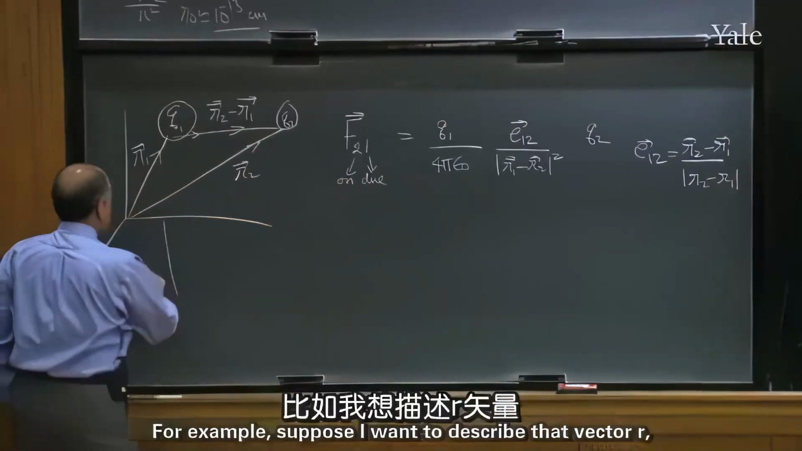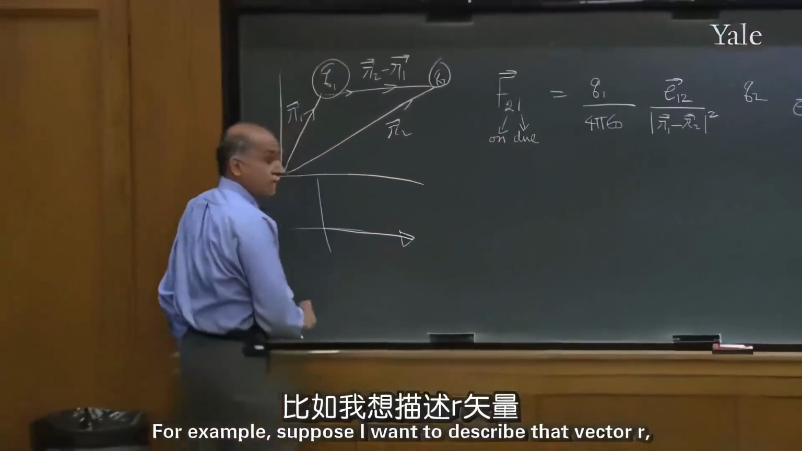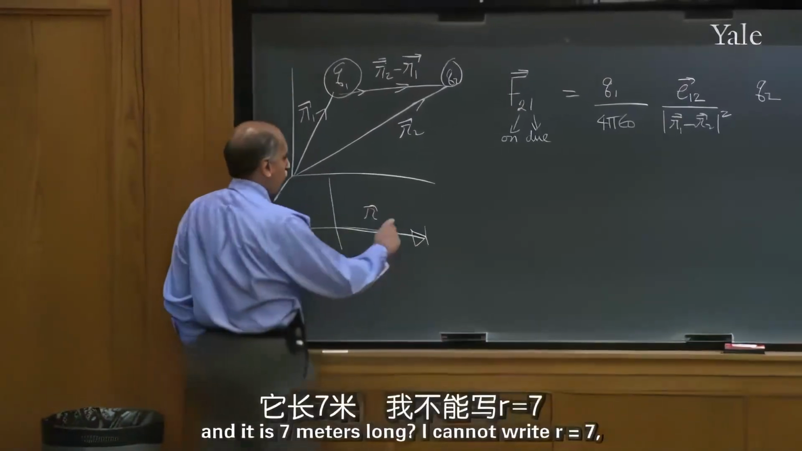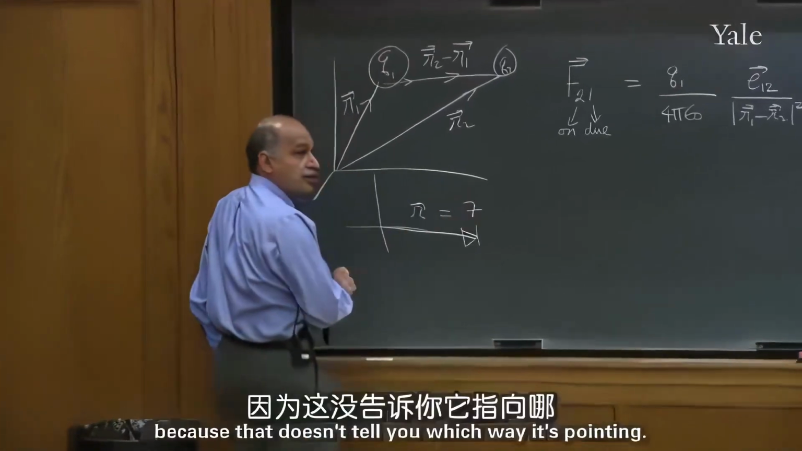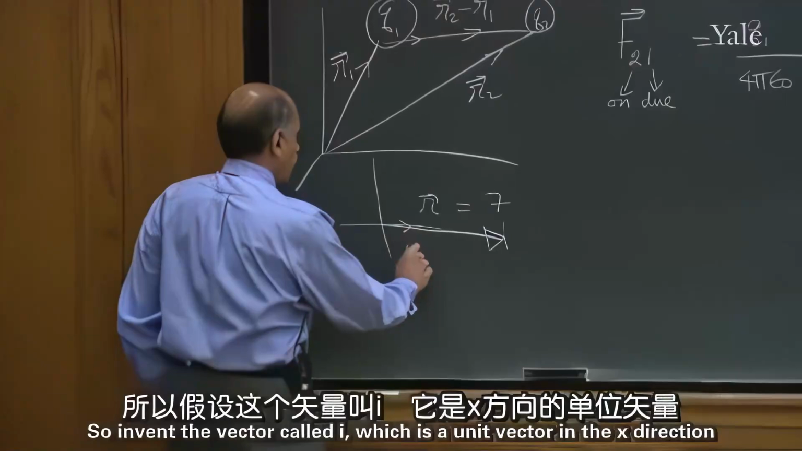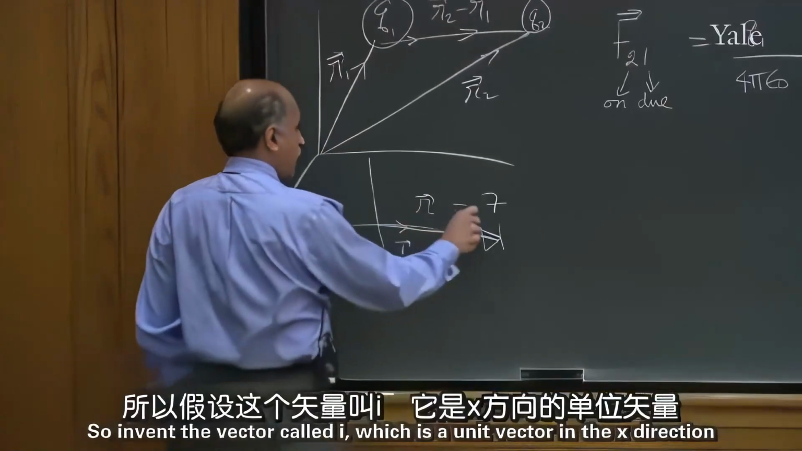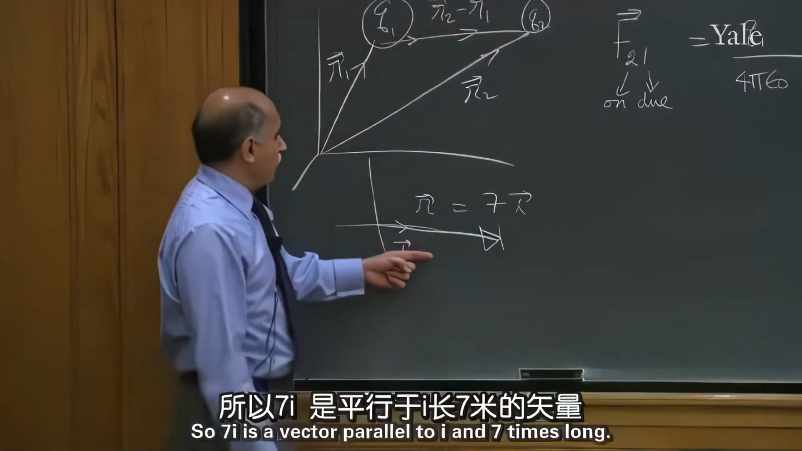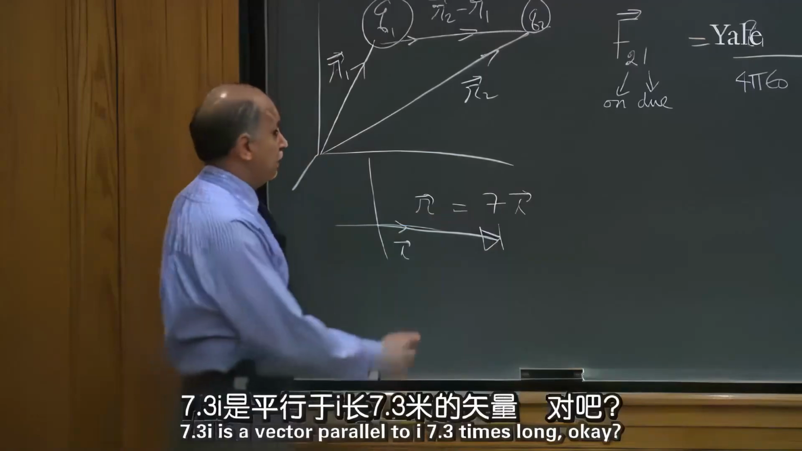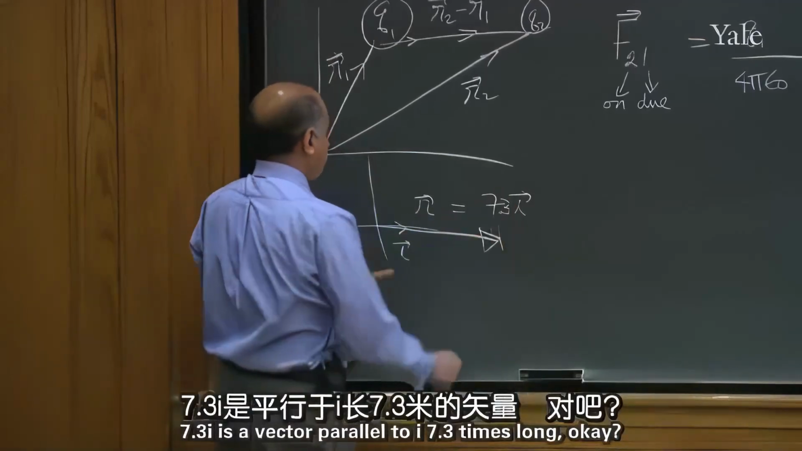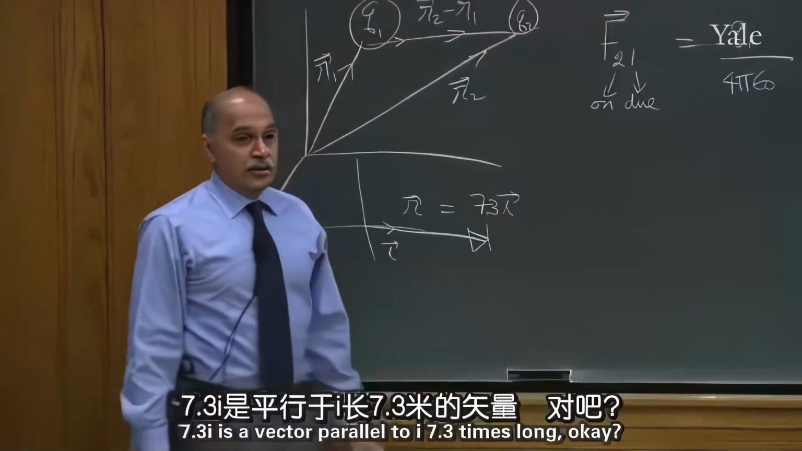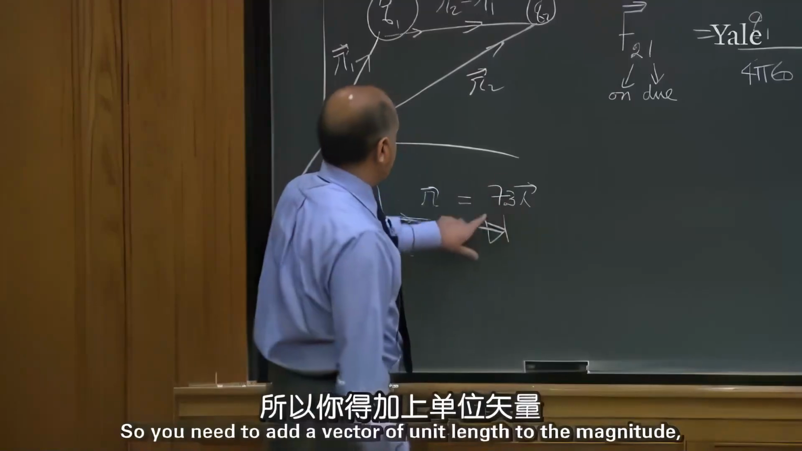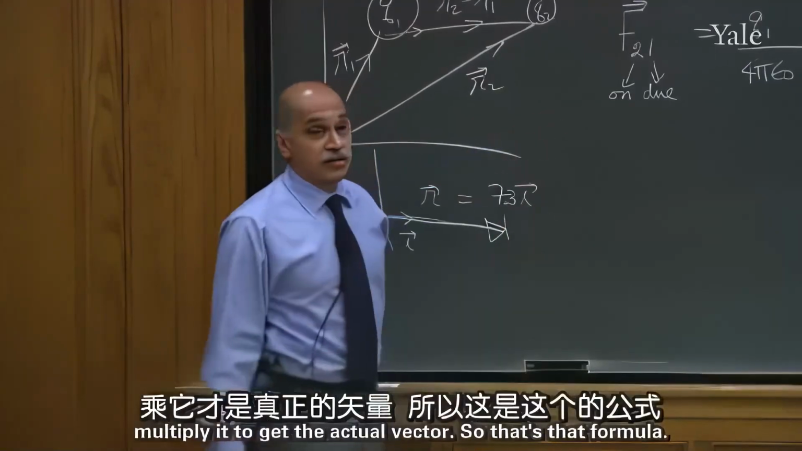For example, suppose I want to describe that vector, R, and it is 7 meters long. I cannot write R equal to 7 because that doesn't tell you which way it's pointing. So invent a vector called i, which is a unit vector in the x direction, and I multiply it by that. So 7i is a vector parallel to i and 7 times as long. 7.3i is a vector parallel to i, 7.3 times as long. Okay? So you need to add a vector of unit length to the magnitude, multiply it to get the actual vector. So that's that formula.